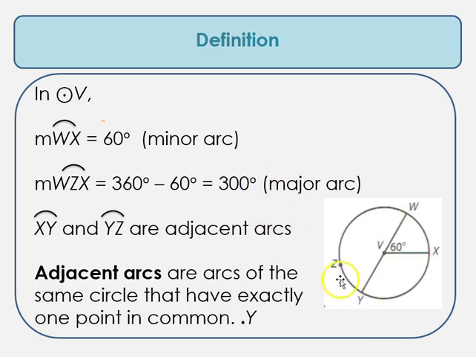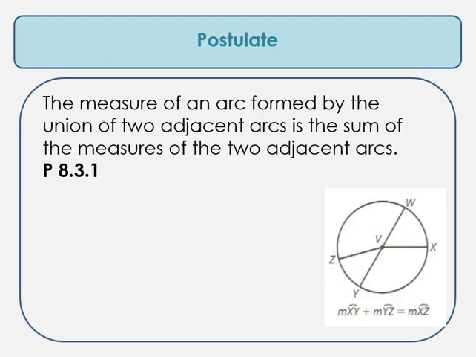XY and YZ are adjacent arcs. They're next to each other. They share point Y in common. The measure of an arc formed by the union of two adjacent arcs is the sum of the measures of the two adjacent arcs. This is postulate 8.3.1.